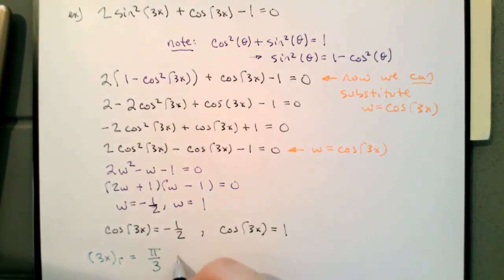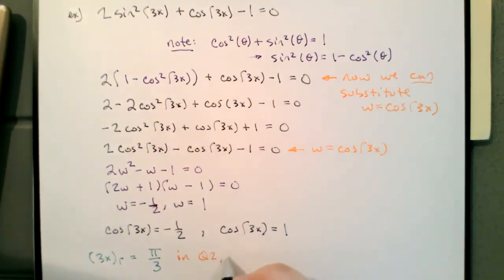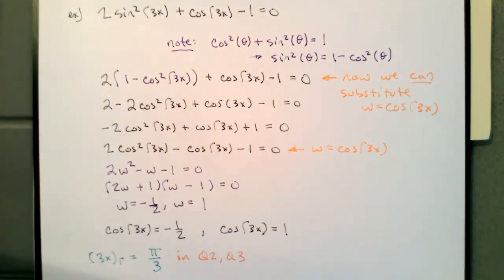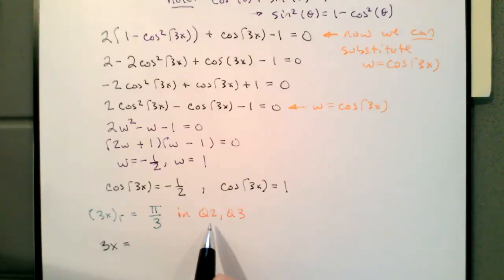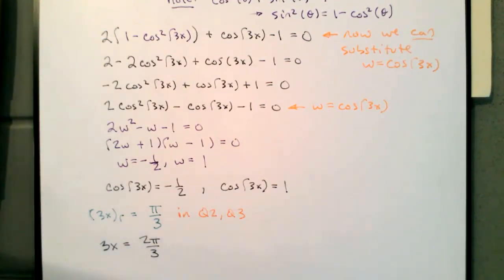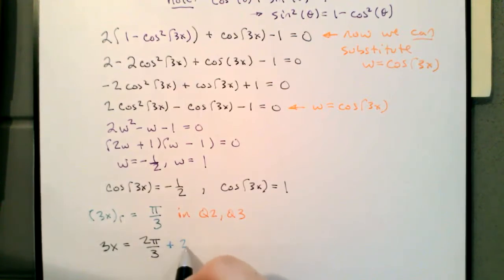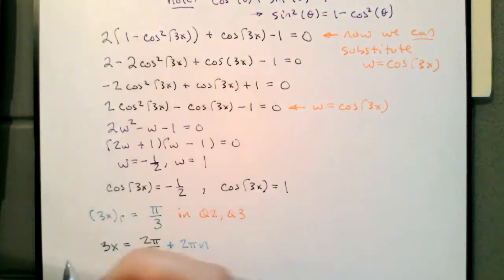And we're going to have to put it in the quadrants where cosine is negative. Cosine is negative when x is negative, so that's in the second and third quadrants. So that'll give us two solutions for 3x. Pi over 3 in the second quadrant is going to be 120 degrees, or 2 pi over 3. We want to make sure that we get all the solutions, so I'm going to add 2 pi times some integer. That's what's going on in quadrant 2.